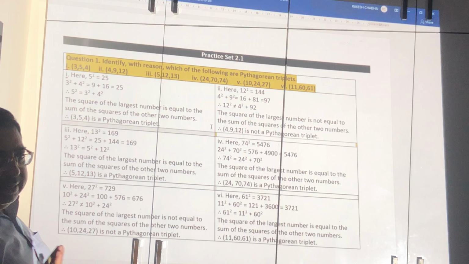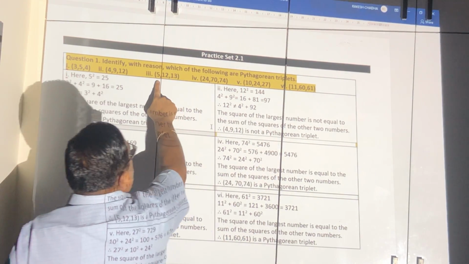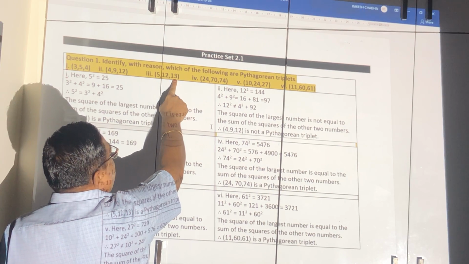This is how you are going to write in the exam. These are the steps. Don't change anything. Let's have a look here. Here we are 5, 12 and 13.